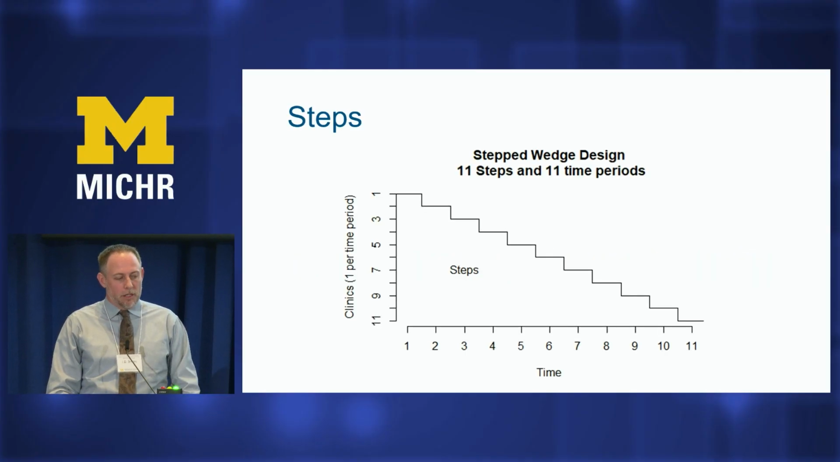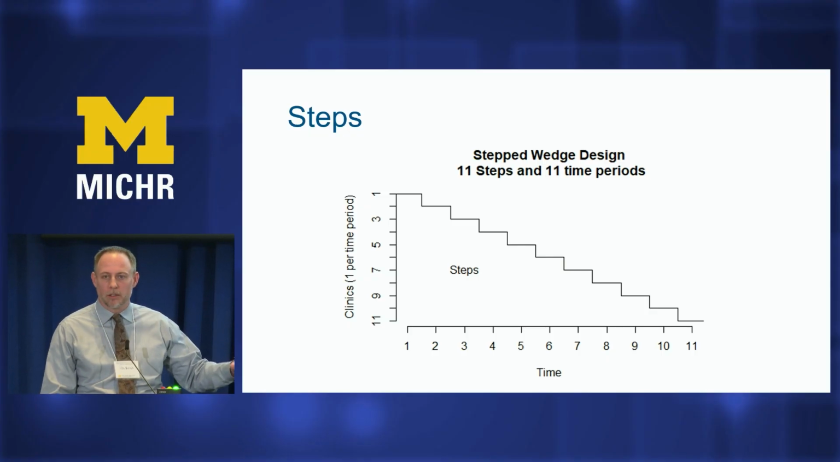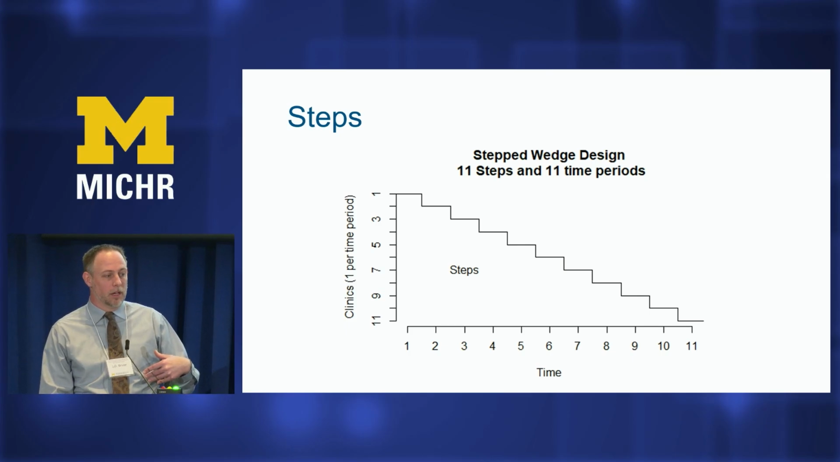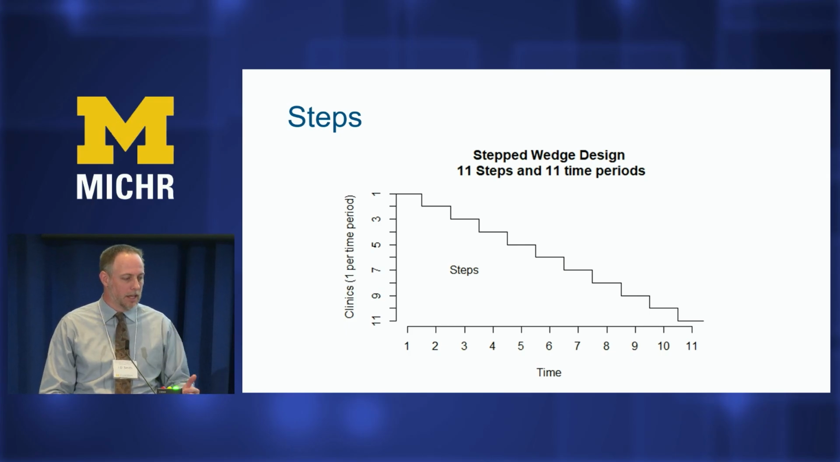So of course, a stepped wedge has steps. And this really is defining the crossover point between one condition and a second condition, typically control and then intervention. In implementation projects, this might be implementation as usual, followed by an active implementation strategy that you're interested in testing.